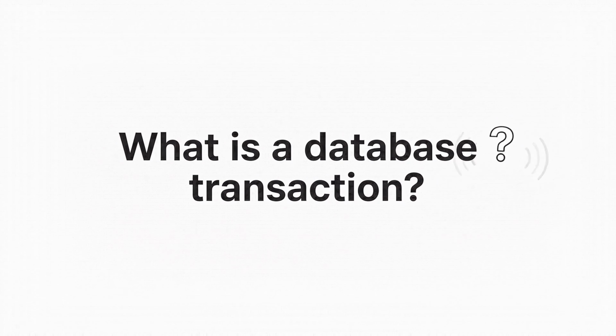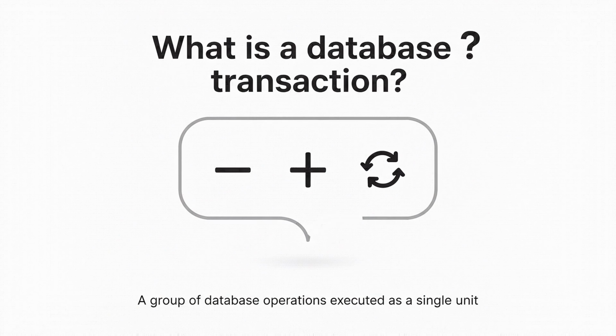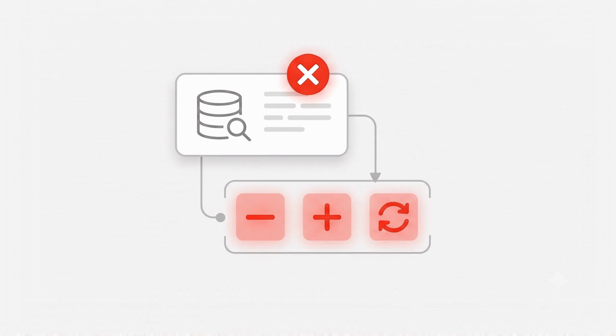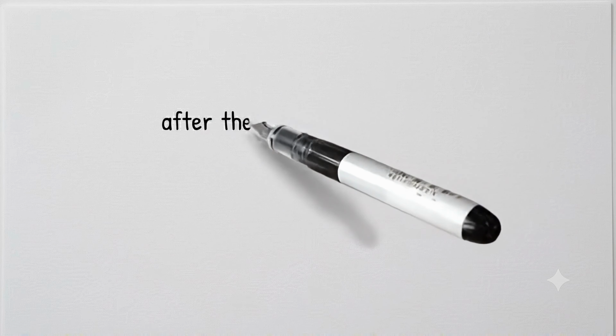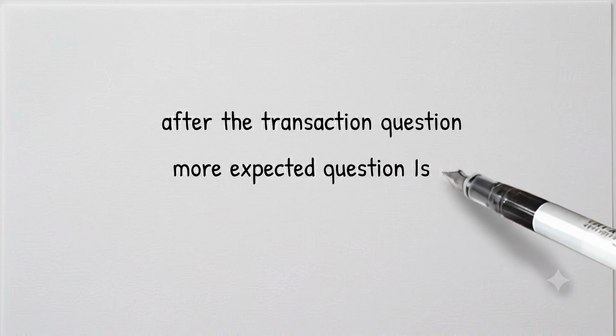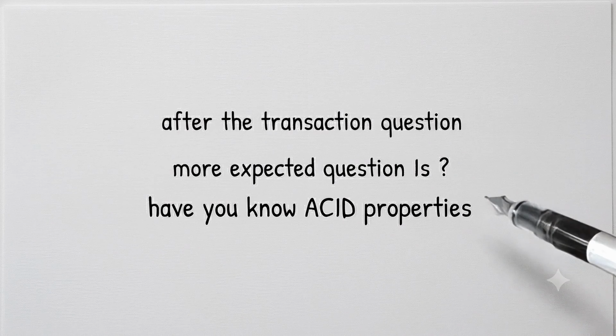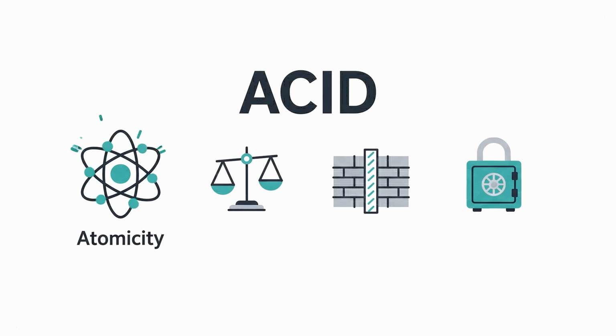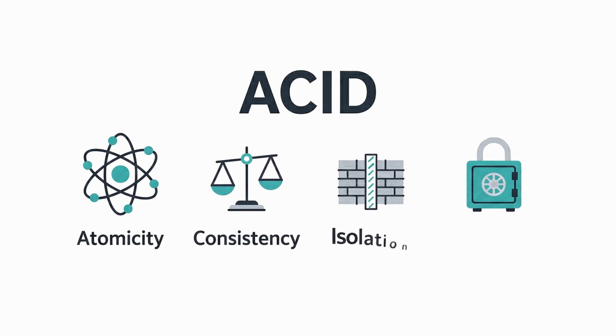What is a database transaction? A transaction is a group of database operations that are executed as a single unit. Either all succeed or none of them do. After transactions, the next expected question: do you know ACID properties? You can clearly say these properties: atomicity, consistency, isolation, durability.